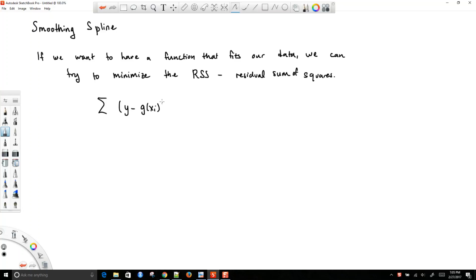If we gave our function g basically unlimited freedom, then it would fit all the data as much as possible. It would be as wiggly as possible to make sure that RSS is as small as possible. So if g is unbounded, so g of x has no constraints, like we're not doing polynomial regression, we're just saying g of x can be whatever you want it to be, then the way it will minimize the RSS is to fit all of the data perfectly.